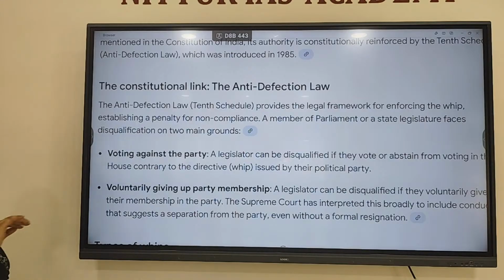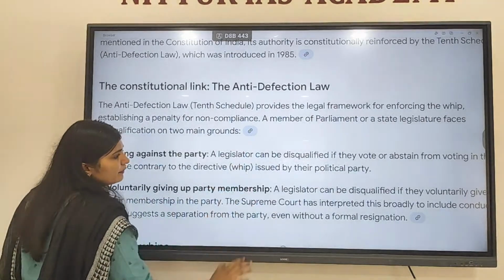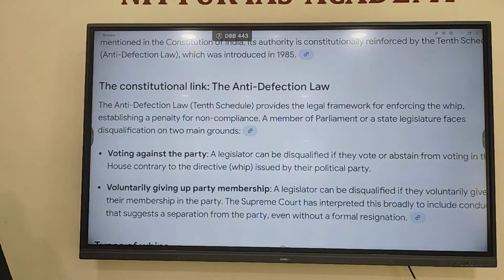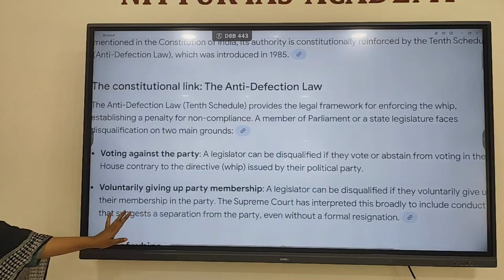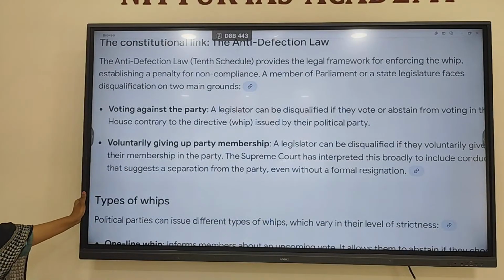And also voluntarily giving up party membership. That is, a legislator can be disqualified if they voluntarily give up their membership in the party. But this means without formal resignation. If they give up the party, the whip is issued. A formal resignation must be given.